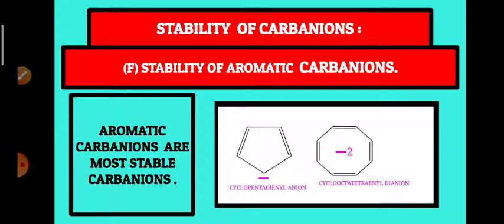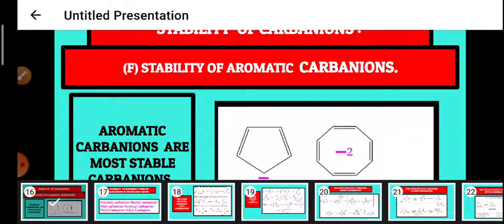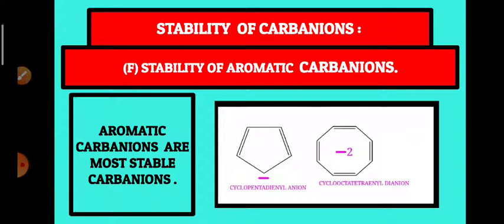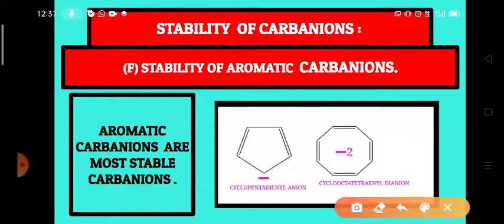And why? Because here the electron pair of this negative charge is in resonance. As a result, what happens? Negative charge is not present particularly on one carbon. As a result, they are very stable.